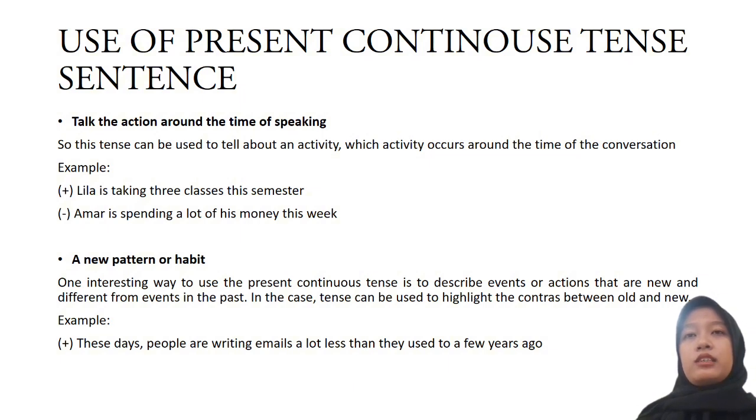A new pattern or habit. One interesting way to use the present continuous tense is to describe events or actions that are new and different from events in the past. In this case, the tense can be used to highlight the contrast between old and new. Example, these days people are reading emails a lot less than they used to a few years ago.